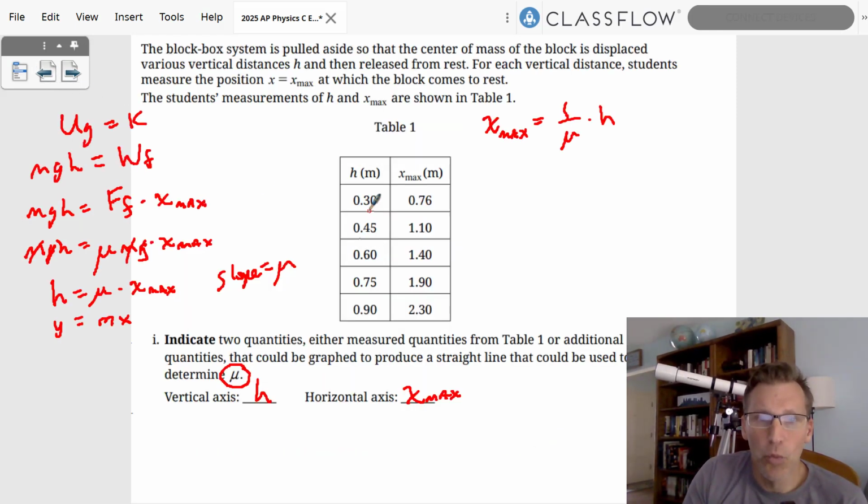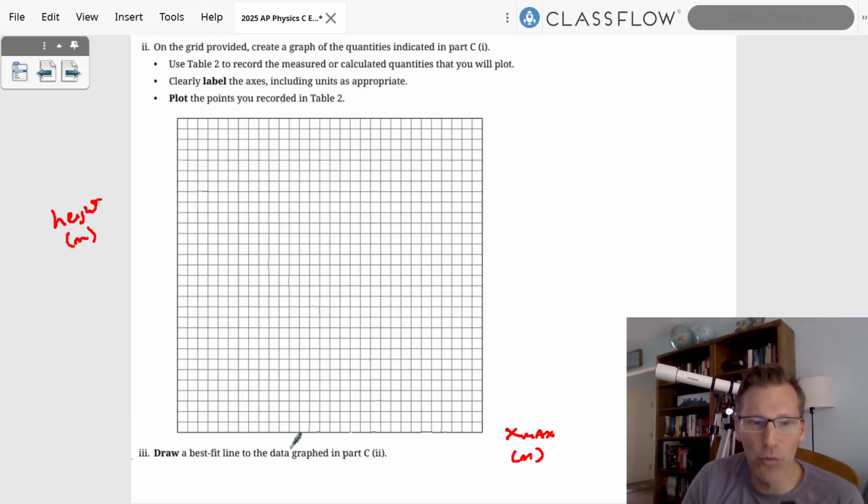And you can see we want to go all the way to 2.3 for x max. And so we want to split this up equally. We want to use as much graph as possible. So I'm going to use 1, 2, 3, 4, 5 is going to be 0.5, 1, 1.5, 2, 2.5. I'm using more than half of my graph right there.